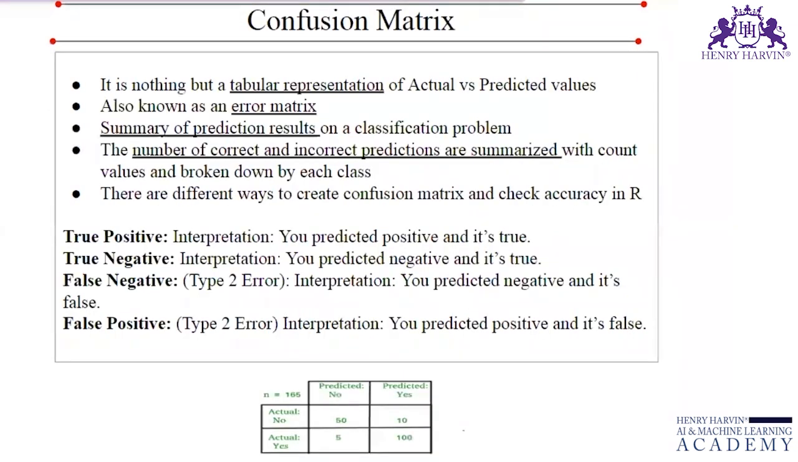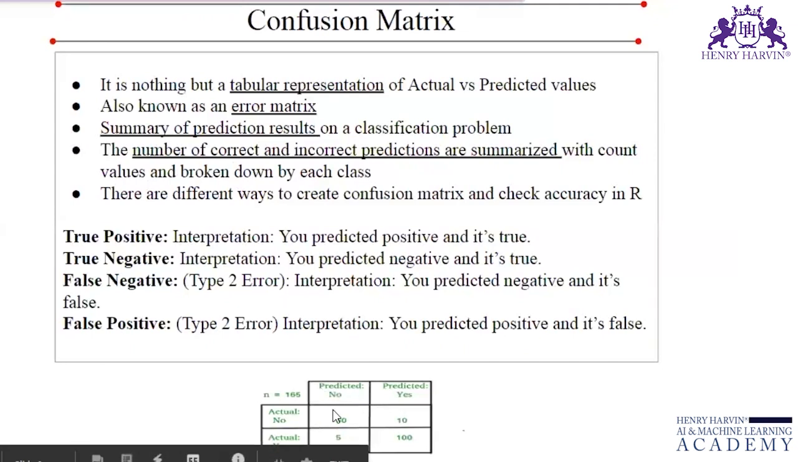Next is the confusion matrix. The confusion matrix is used in order to summarize the prediction result and get the accuracy of our model. It is nothing but a tabular representation of actual versus predicted values. It is also known as the error matrix. It is the summary of prediction results on a classification problem. The number of correct and incorrect predictions are summarized with count values and broken down by each class.